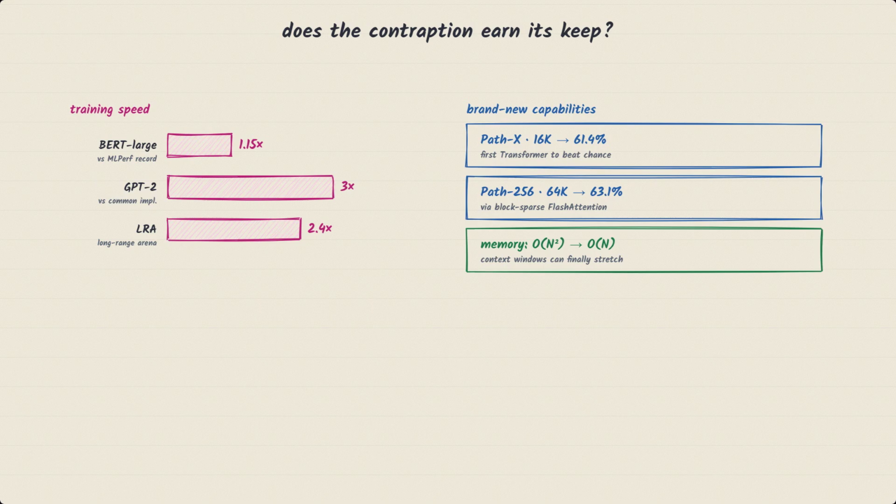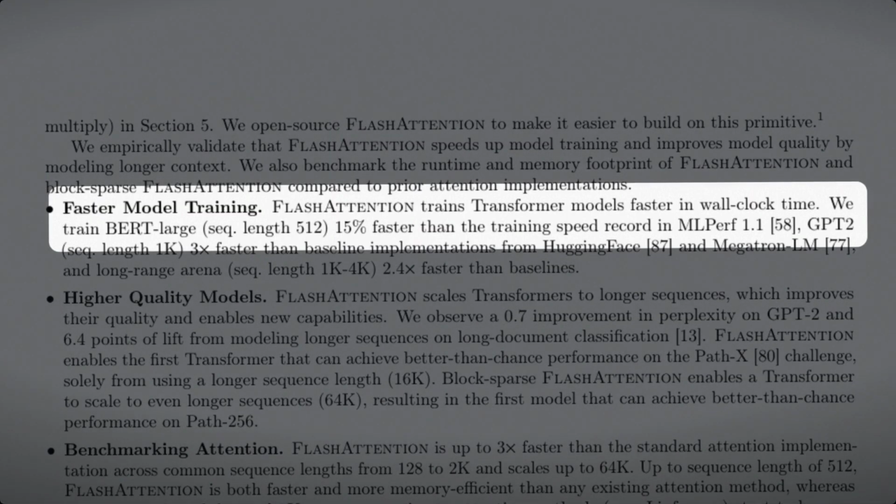For the first time, a transformer clears better than chance on Path-X at 16,000 tokens, and Block-sparse pushes that to 64,000 on Path-256. Not by approximating attention, by respecting the memory hierarchy. For the record.